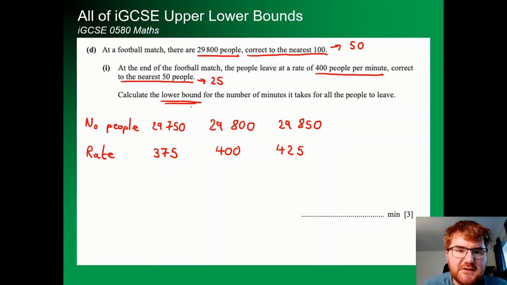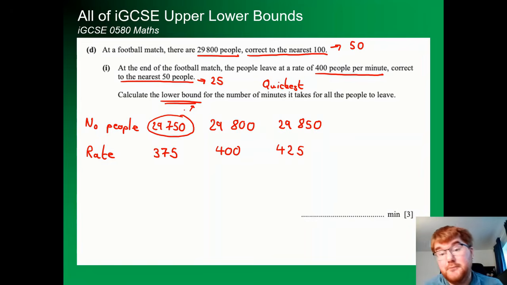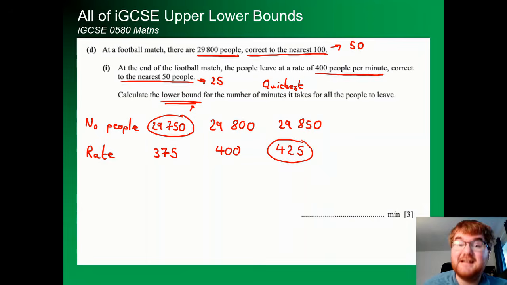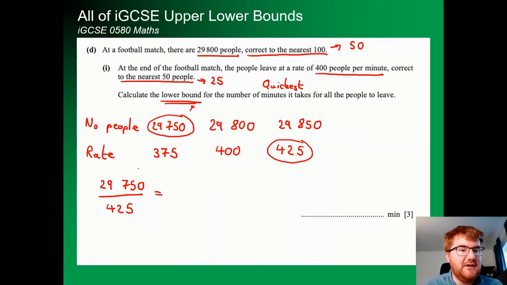Okay, and let's think about what we actually want to achieve here. So we want the lower bound, so the quickest amount of time, put it that way, for the people to leave. Now, for the quickest way of people to leave, we need the least amount of people, which is this one here, and we want to get them out as fast as possible. So we need to use the upper bound to get rid of these football fans. And if we want to work out the number of minutes it takes, then we're going to take the number of people, 29,750, the smallest possible, and divide by the largest rate so we can remove them. So we need to do the calculation here of 29,750 divided by 425.